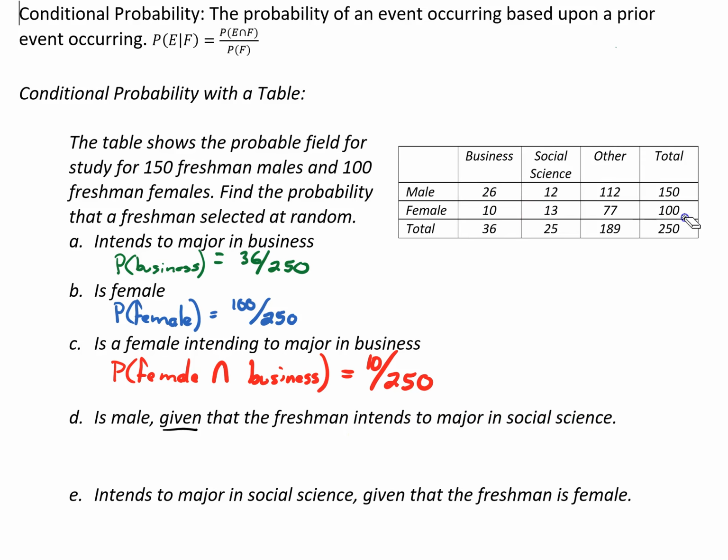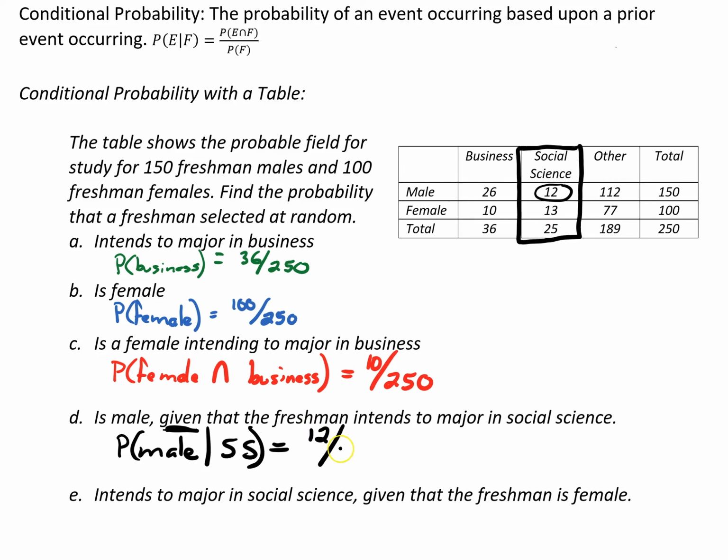Let me clear off a few things here. So we want male given that the freshman intends to major in social science. When I look at a table and I've been given this given situation, it tells me that I'm only focusing on this column of social science. And within that column, I am then looking at the males. My probability of it being male given social science is 12 out of 25.